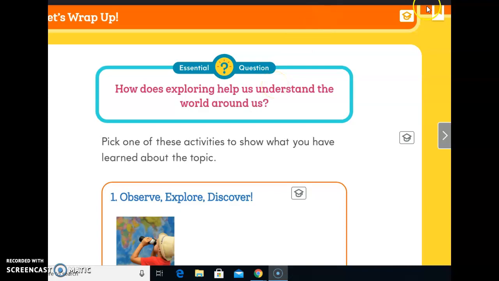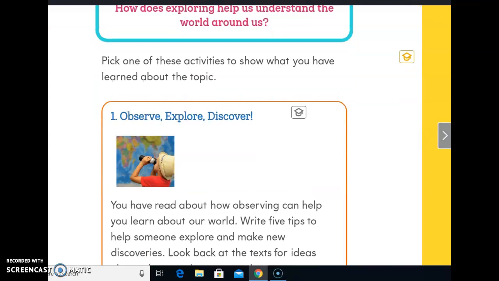So let's look at our essential question as we wrap up this module. How does exploring help us understand the world around us? So in this module, we've read different texts about discovering our world. These texts can help you answer this question. You are going to pick one of these activities to show what you have learned about this topic. You can brainstorm and use the My Notes space to jot down ideas for your activity. Remember to go back and refer to those notes as you complete the activity.